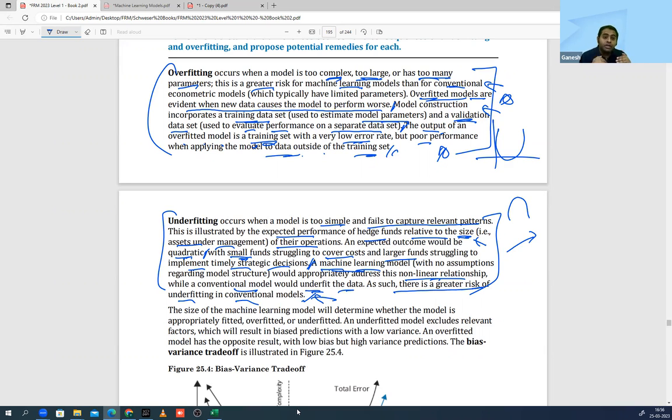You have not taken the right variables. You're not running the right model. So in overfitting, the errors were very small. In underfitting, the errors will be very big because you have not taken the proper variables in the model. Is that okay so far? Okay. Read this paragraph also. Everybody please read this paragraph.